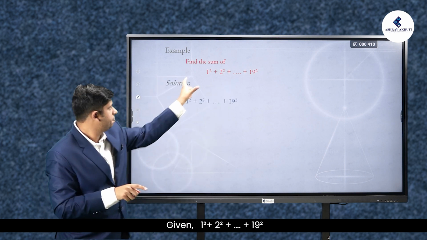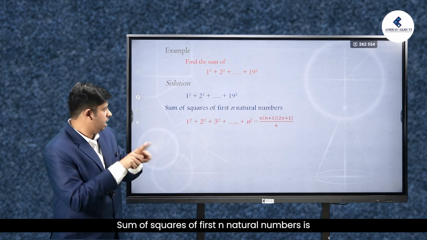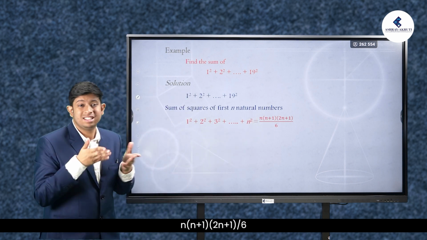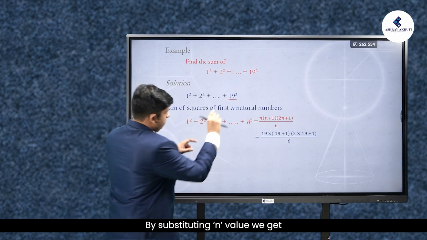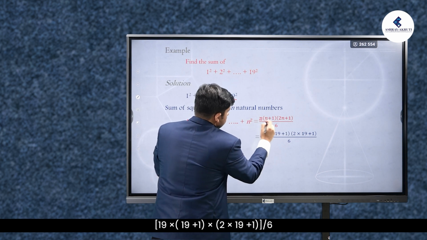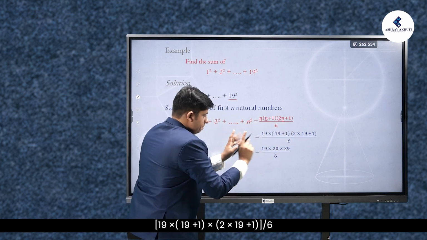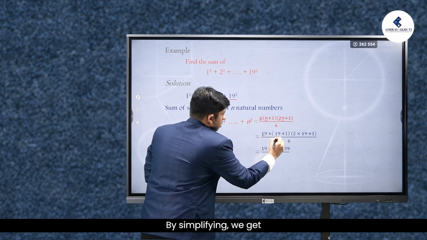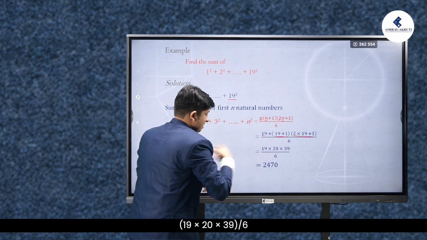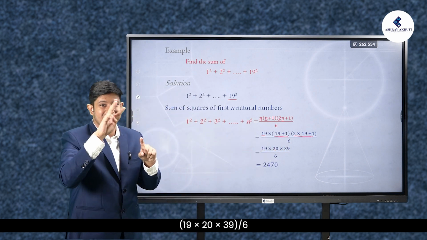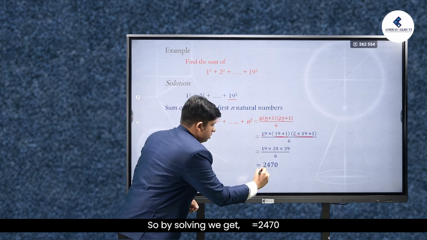Solution. Given 1 square plus 2 square plus so on 19 square. We know sum of squares of first n natural numbers is n into n plus 1 into 2n plus 1 by 6. Here n is equal to 19. By substituting n value, we get 19 into 19 plus 1 into 2 into 19 plus 1 by 6. By simplifying, we get 19 into 20 into 39 by 6. So, by solving, we get 2470.